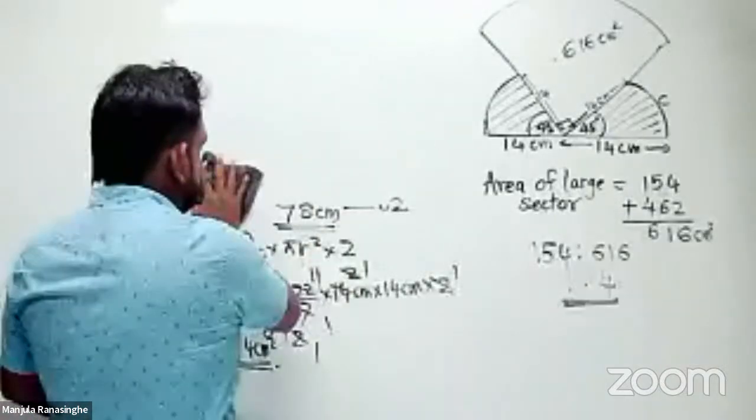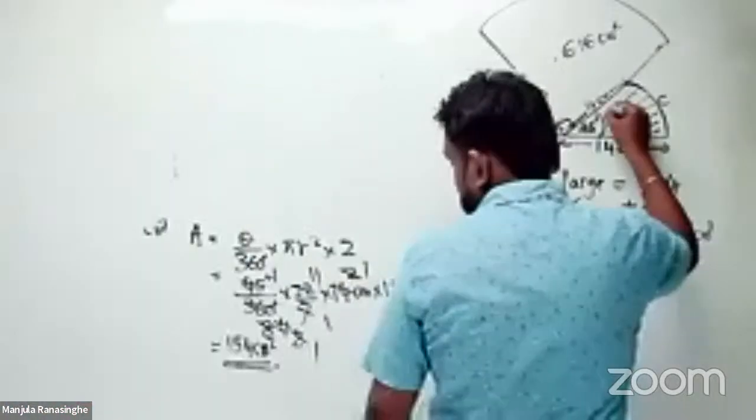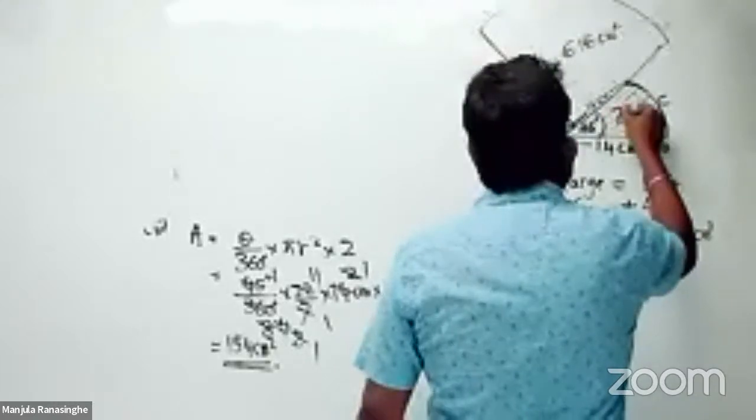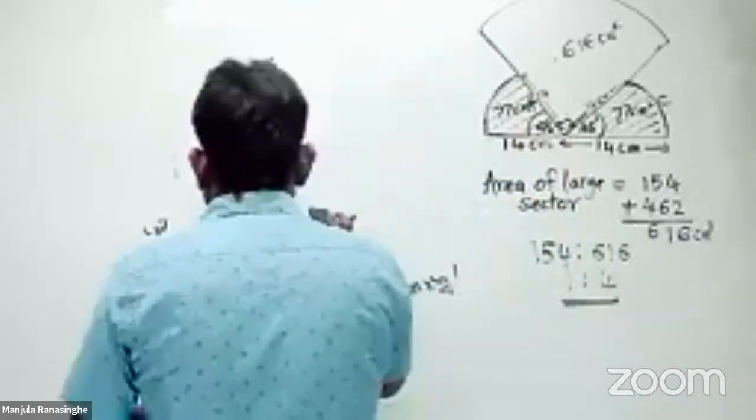So now here, 154 means 77 here and 77 here. Okay, now that's fine.